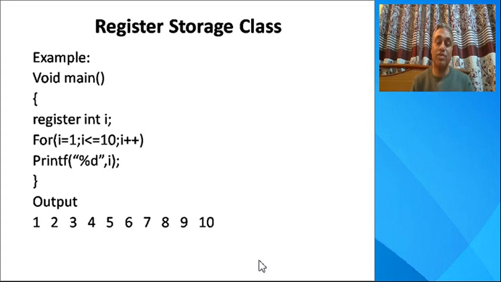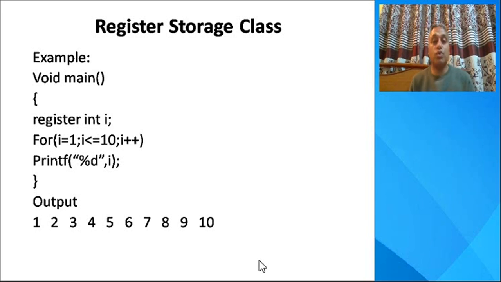Now, what is the difference between automatic and register storage class? Look, I have already told you that the register variables get stored in the CPU registers, not in the memory. Now, as you have already studied in the computer architecture paper, the CPU registers are very limited in number. There are very few CPU registers available in any computer system, laptop or PC or anything like that.